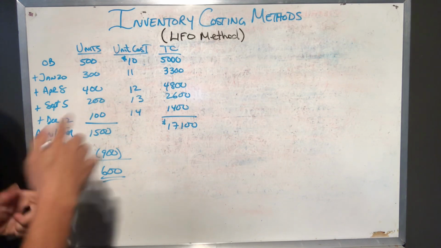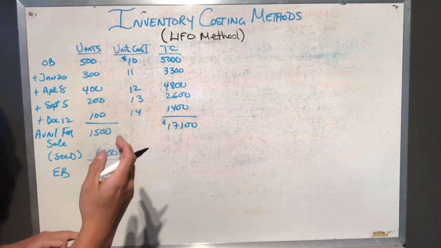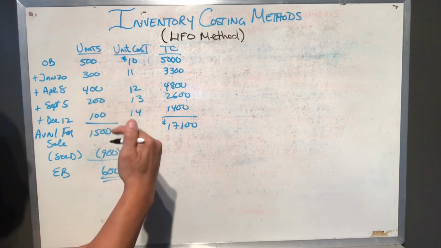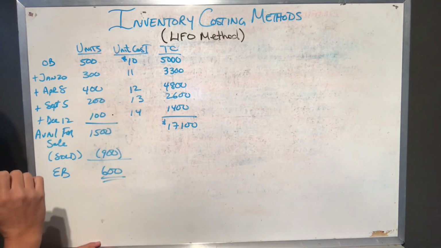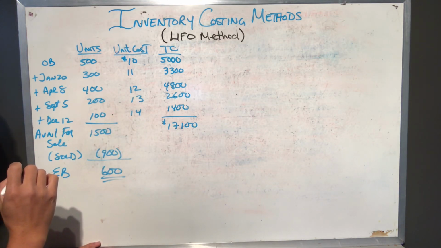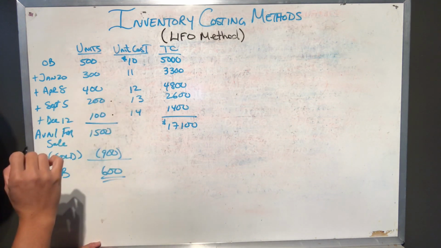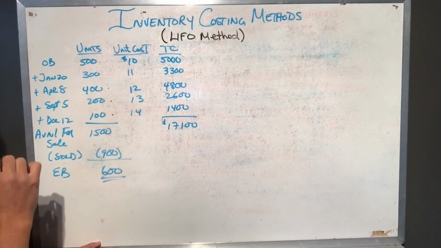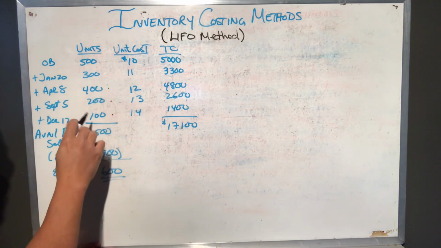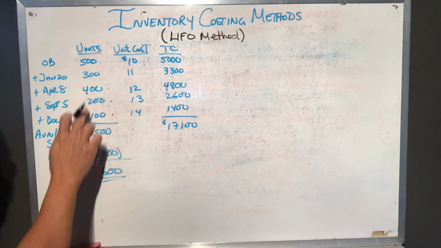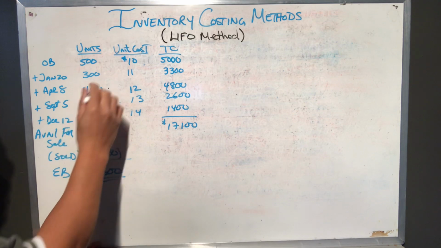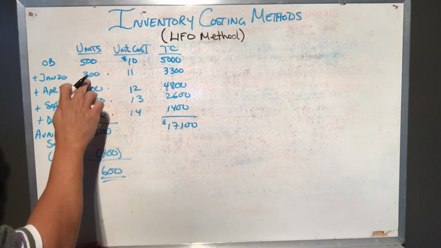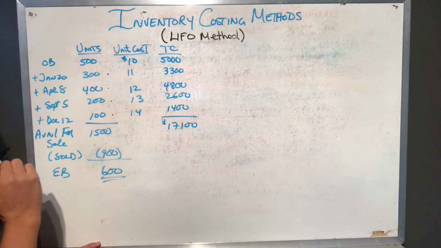Now, let's say under the LIFO method, it's last in, first out. So if we sold 900 units, we're going to go from the last units that we purchased and assume that the 100 units purchased on December 12th were sold. The 200 units on September 5th were sold. All 400 units on April 8th were sold. So that brings us up to 700 units so far, 400 plus 200 plus 100. And therefore, if that gives us 700, then we need 900. So we just need 200 of the units purchased on January 20th.